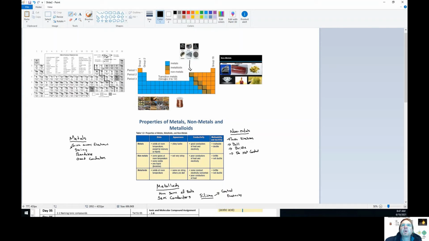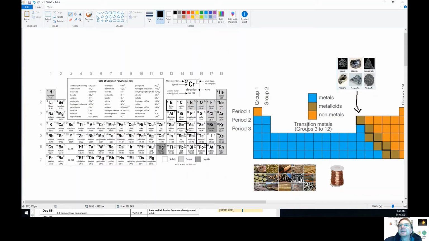So that's going to be boron, silicon, got to get the name of that one right there, germanium, arsenic, antimony, tellurium, polonium, astatine, all kind of in there as the metalloids, kind of a bit of both. And it makes sense for the staircase. Remember how the staircase divides metals from nonmetals.